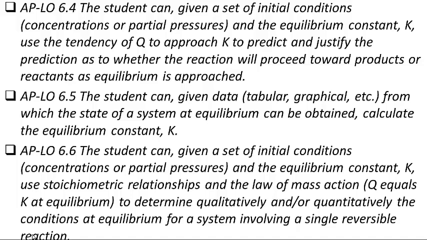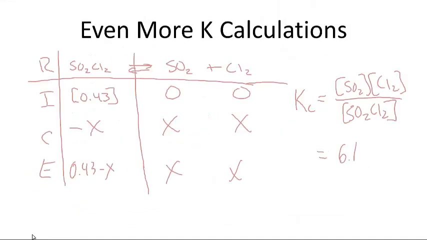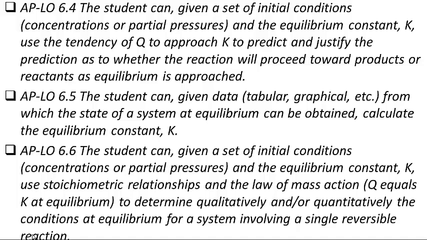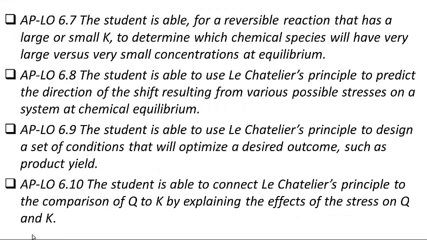This is whether it goes left or right, and it's this whole thing we were doing right here. RICE charts, right? Figure out your concentrations or pressures at equilibrium. Okay. Last, the student is able, for a reversible reaction that has a large or small K, to determine which chemical species will have a very large versus very small concentration. Well, if the K is large, that means it favors the products. If the K is small, it favors the reactants.